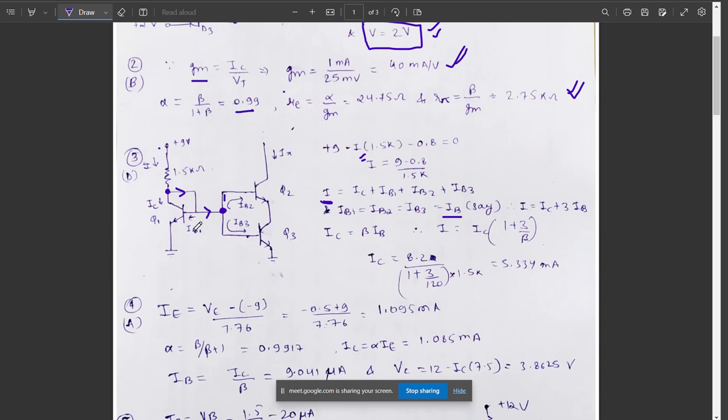Everyone? Yes, ma'am. Okay. So IC plus 3 IB is equal to I. Now we already have I, but we don't know the value of IC. But we also know the formula IC is equal to beta IB. From here we already know the value of beta. Putting this in this equation, it becomes I is equal to IC into 1 plus 3 by beta. Any doubt here?